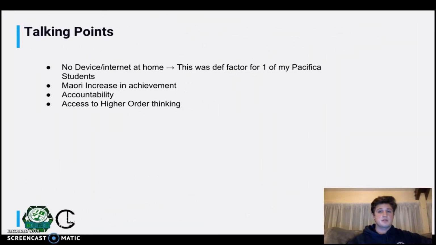Something that I wanted to make note of is that my Pacifica boys, particularly one of them, didn't have a device or internet at home during this first term, and something we as the school were working towards with him to get him a device so he could fully access everything that he was doing at school. And my big drive for term 1 was accountability. How could I make the students want to watch the videos and therefore access this higher order thinking?